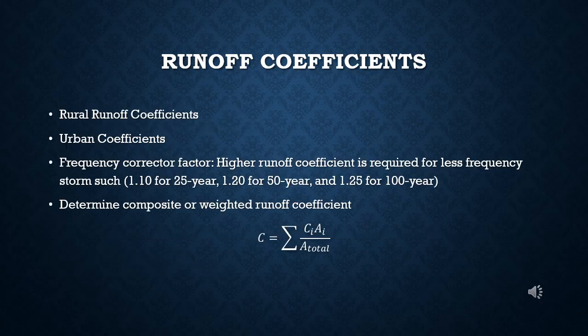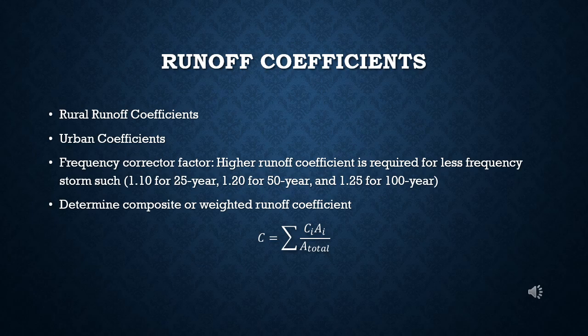Rural runoff coefficients are determined by using terrain, land use, and soil type. NRCS has come up with soil groups. We have Group A, Group B, Group C, and Group D, based on topography and vegetation. Urban runoff coefficients are just a function of land use and watershed slope.